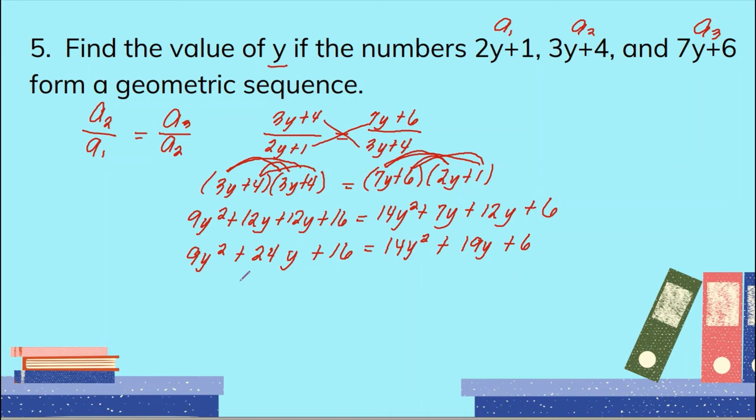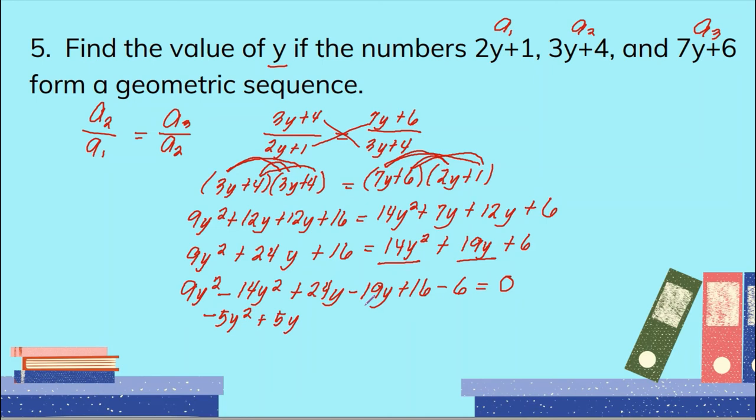Tapos, lipat natin dito sa kabila lahat para makombine natin. So, 9y squared, lipat natin si 14y, magiging negative na siya ngayon. Tapos, meron tayong 24y, lipat natin si 19y, magiging negative, and then plus 16, tapos si 6 magiging negative equals 0. So tinanggalan natin dito sa kabila, so 0 na siya. So 9y squared minus 14y squared is negative, diba? Negative 5y squared. 24y minus 19y is positive 5y. Tapos, 16 minus 6 is positive 10 equals 0.